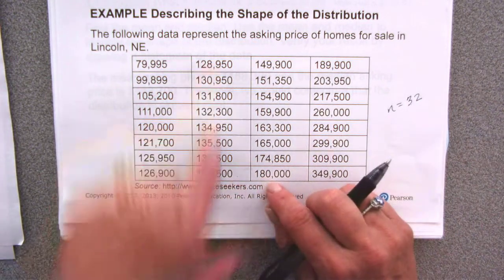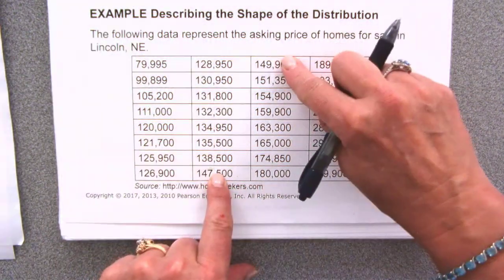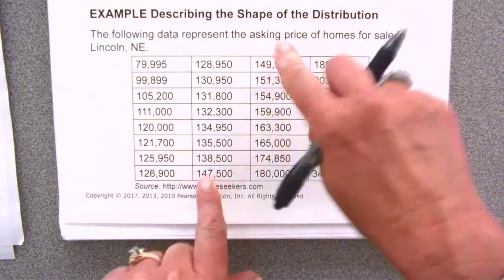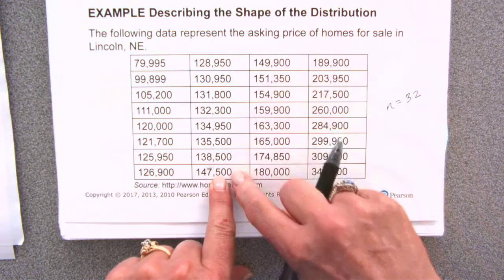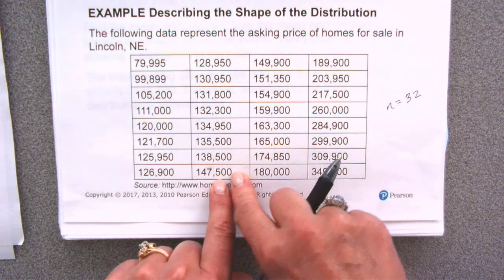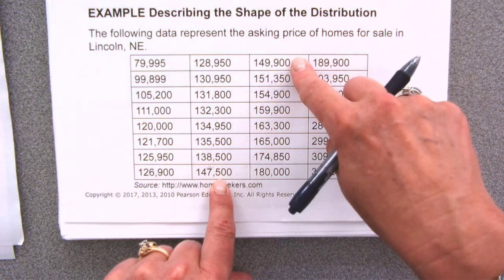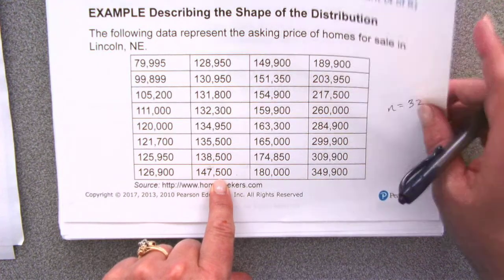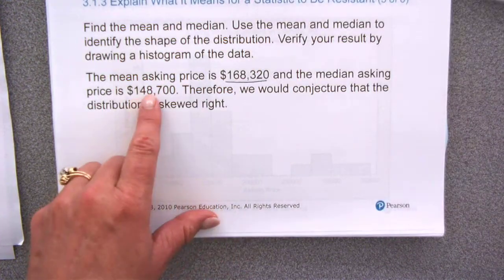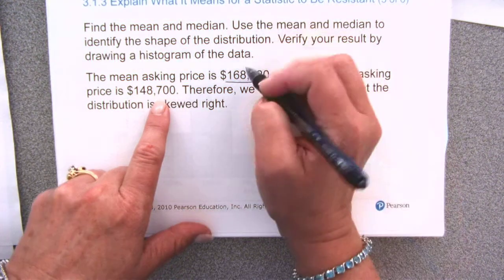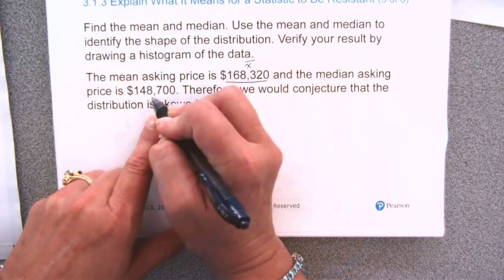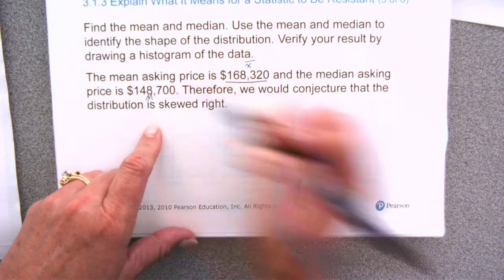Well, this is the 16th and this is the 17th. 16.5 is in the middle of that. So add those two together and divide by 2. So 147,500 and 149,900. Add those together, divide by 2, and you should get 148,700. Okay, so that's the median. This is the mean, the X bar, this is the median, the capital M.